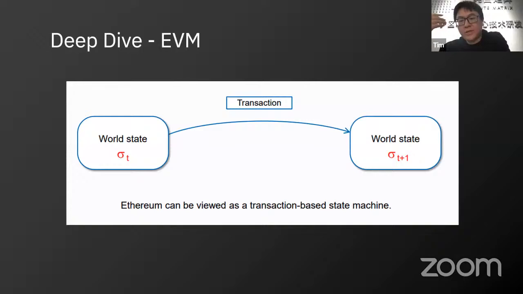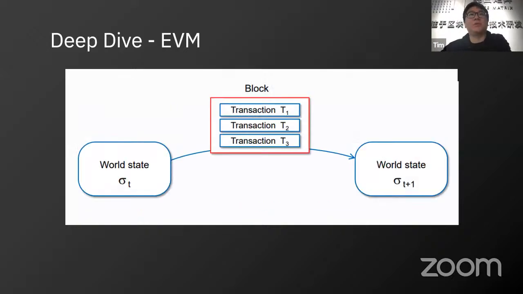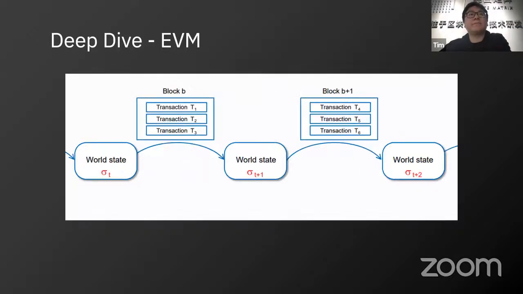A transaction represents a valid arc between two states, so it can also be viewed as a transaction-based state machine. Transactions are collected into a block, and a block is packed into data. From the point of view of states, the network can be seen as a state chain. Each block generated creates a state transition.